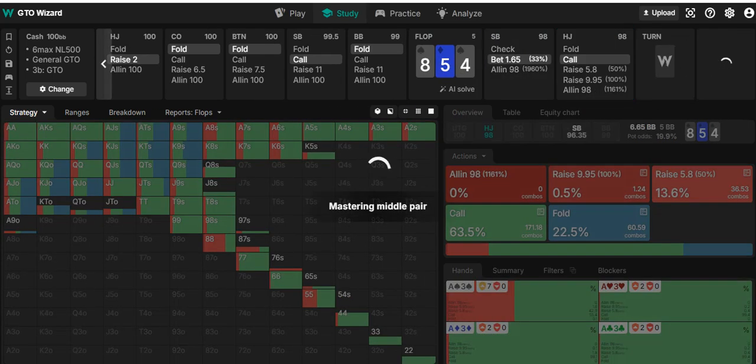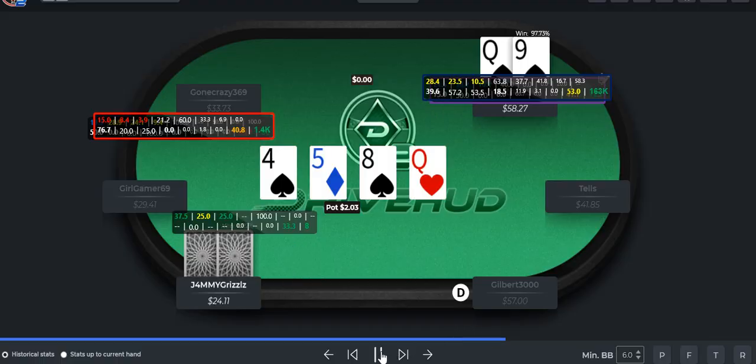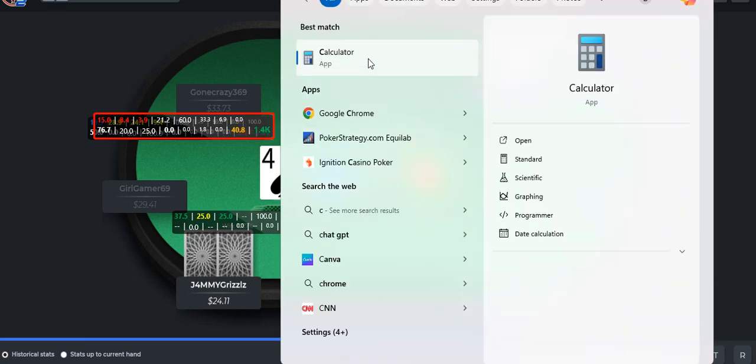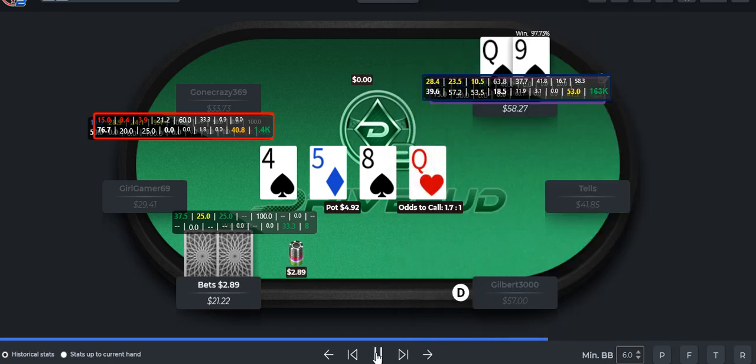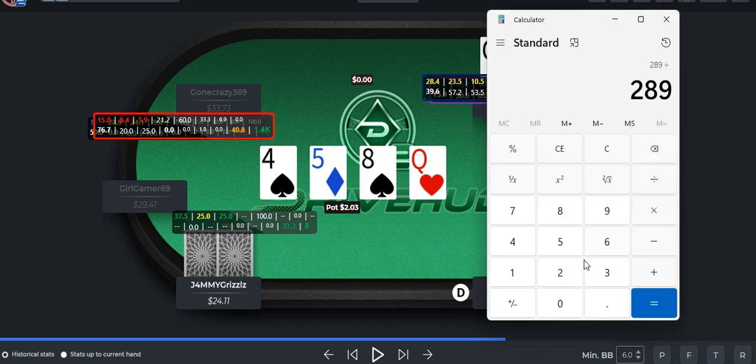So I'm going to call, and the turn, what's the turn? The turn is a queen, so I hit top pair on the turn. Now we know he donked small on the flop, so that's the first data point. He donked 1/3. Now he bets on the turn, an overbet. Let's see what he bet exactly. He bets 289 into 203, so he bets 142% on the turn.